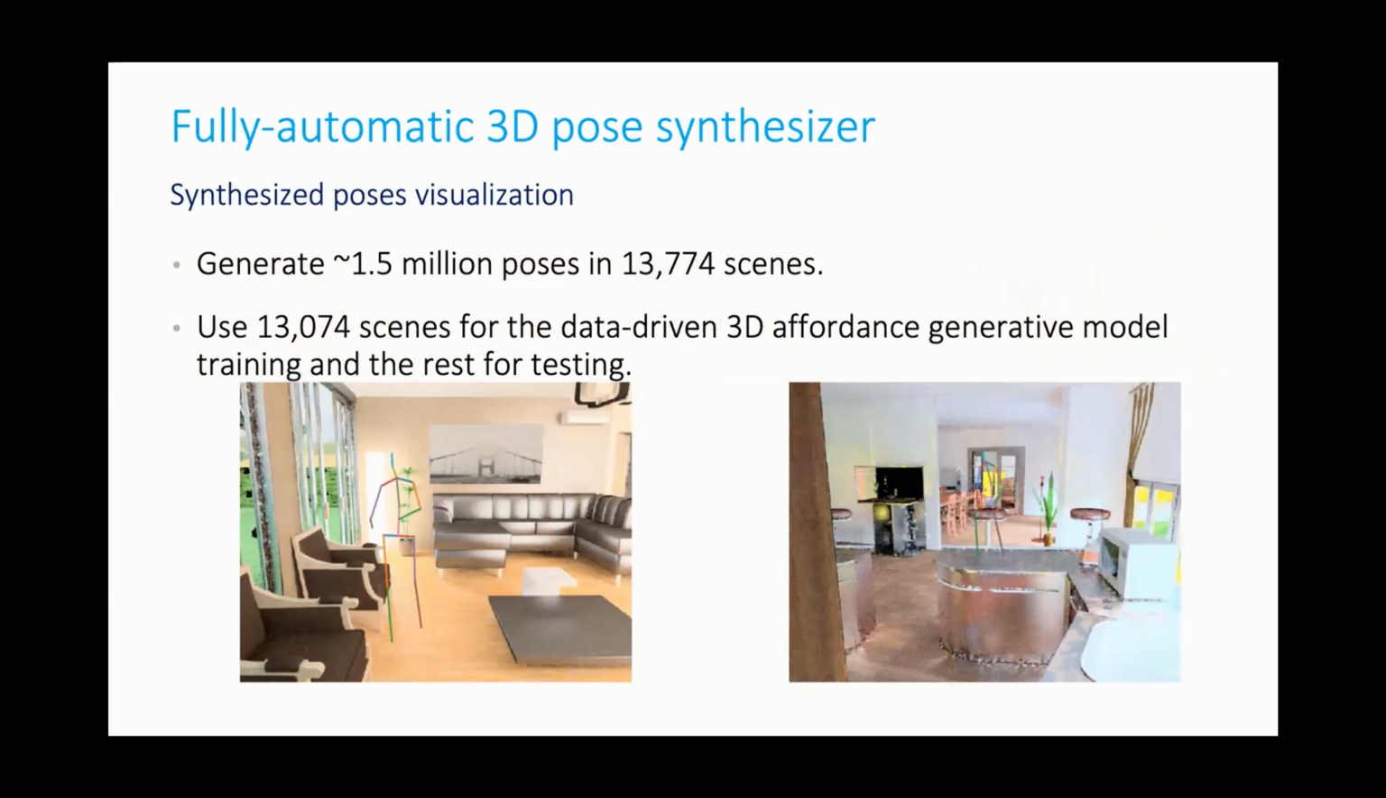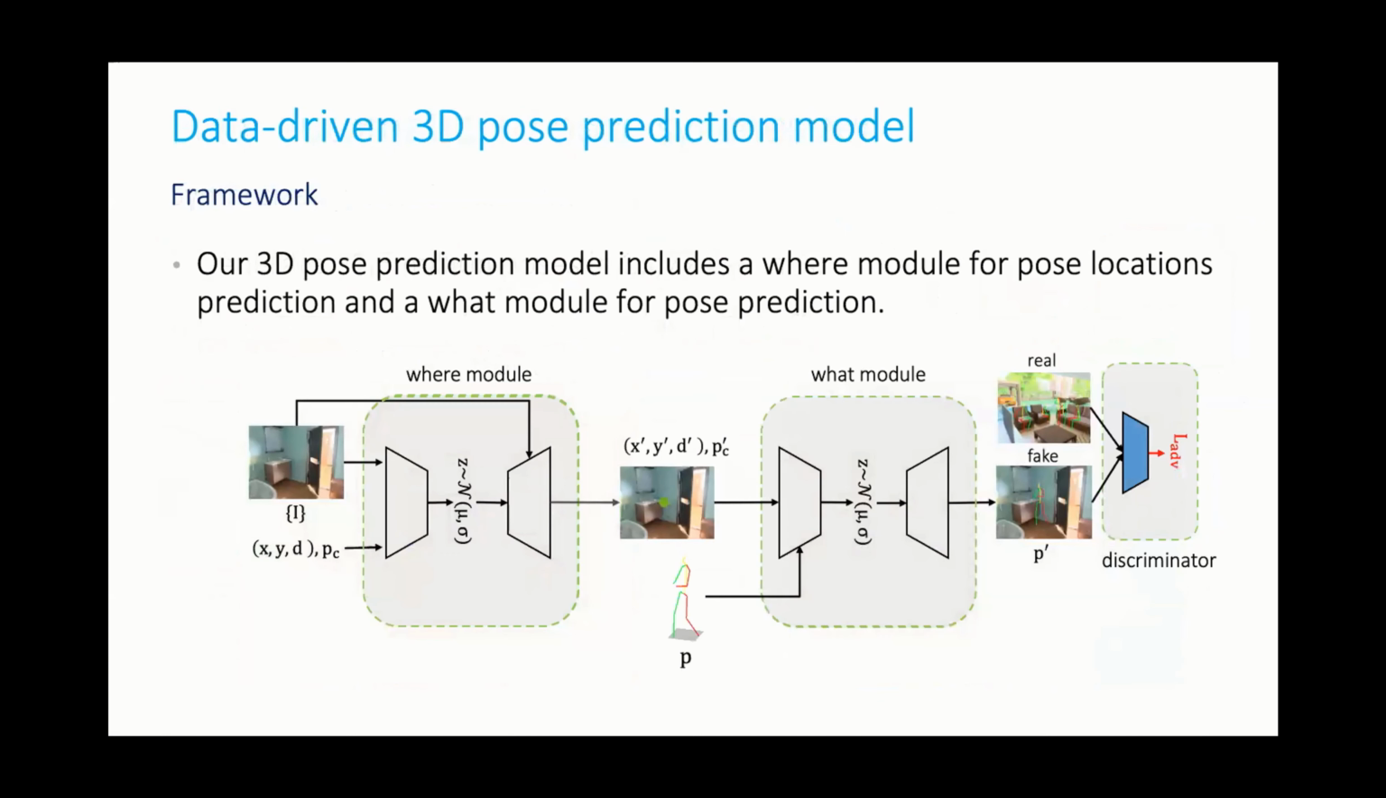So in a 2D image here, we can synthesize 3D pose with the right pose and with physical support. We generate about 1.5 million poses for that. And from that, the rest is similar to the prior work. Once we have the data, the so-called ground truth, we can train the where and what module.